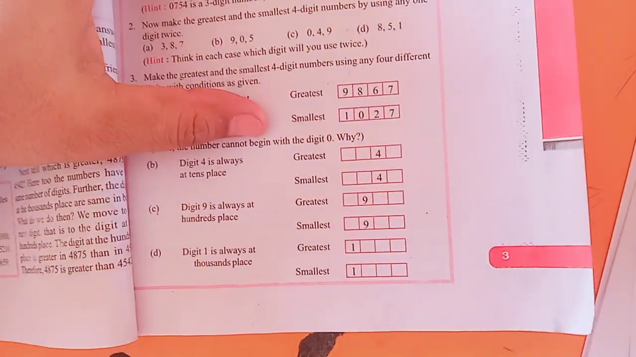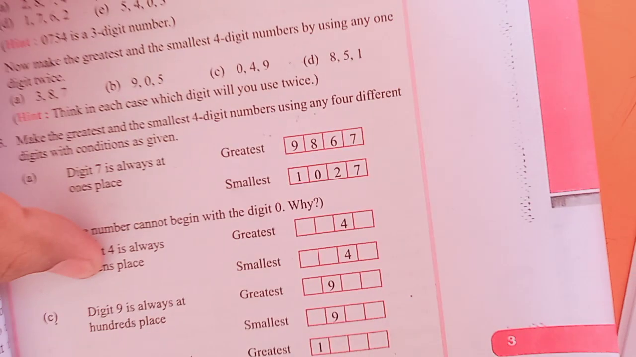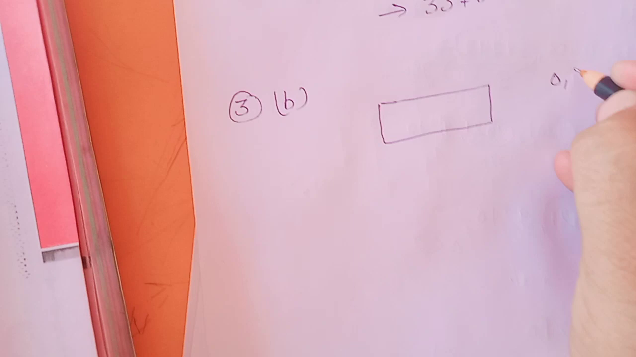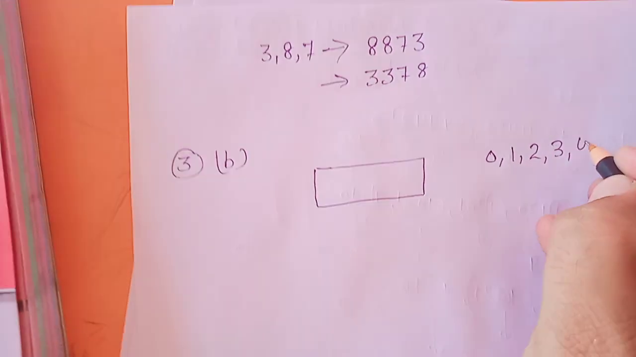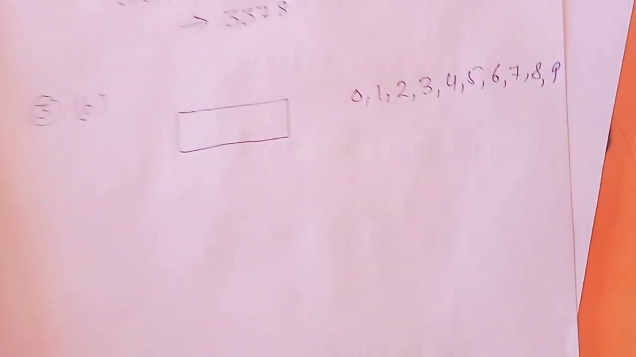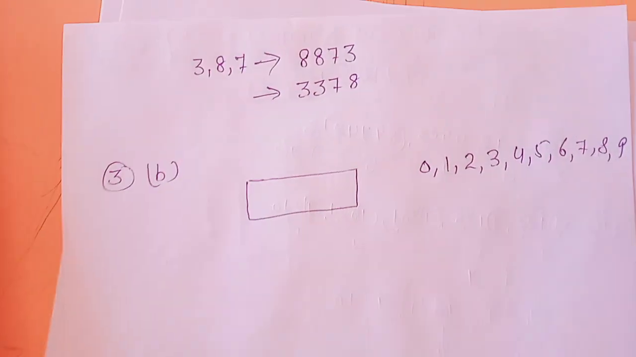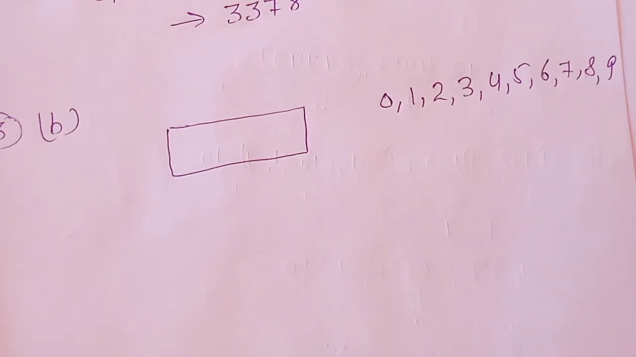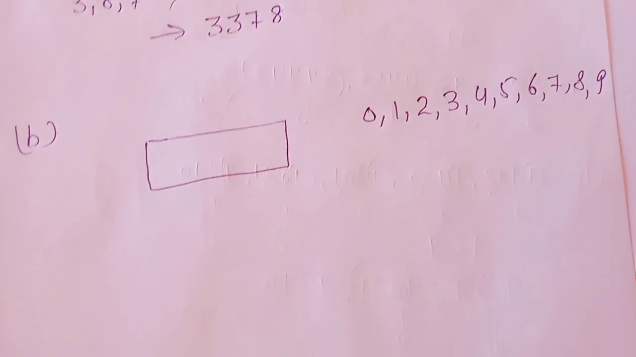Note the number cannot begin with digit 0. Why? So it is written, make the greatest 4 digit number using any 4 different digits with the condition as given. Digit 4 is always at tens place. So this is given, and the condition is this. You can use from these 1, 2, 3, 4, 5, 6, 7, 8 and 9. By using these digits, you have to make the greatest 4 digit number without repetition. And where is 4? 4 is at tens place.